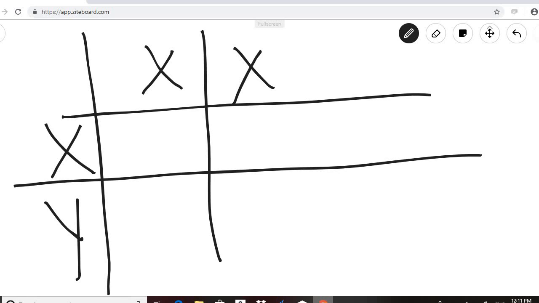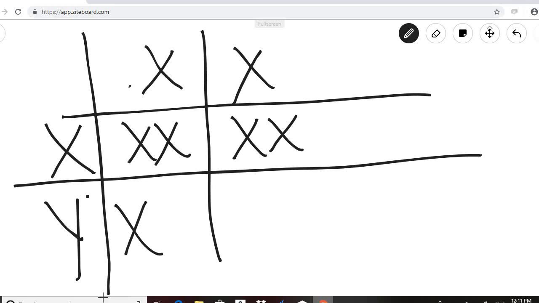And we match these up. So these are all X's. An X and an X would go here. An X and a Y would go here. And another X and a Y would go here. Okay, so then what does this show us?